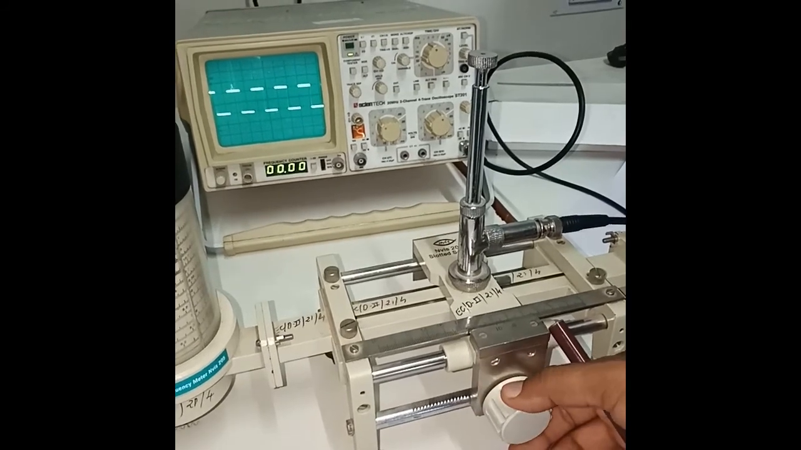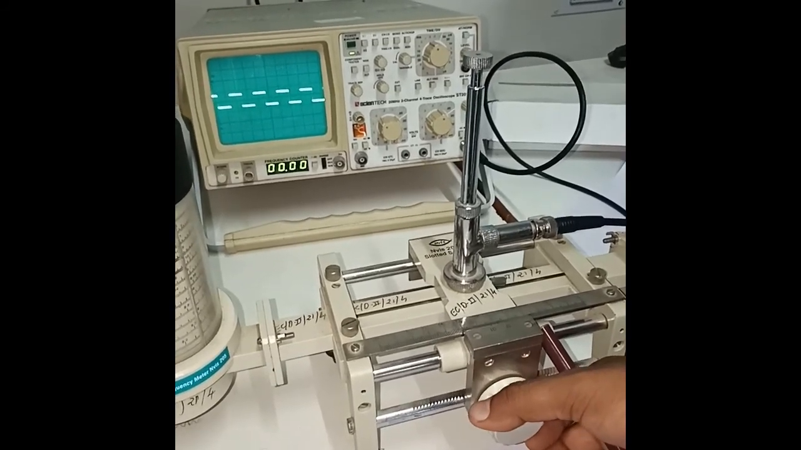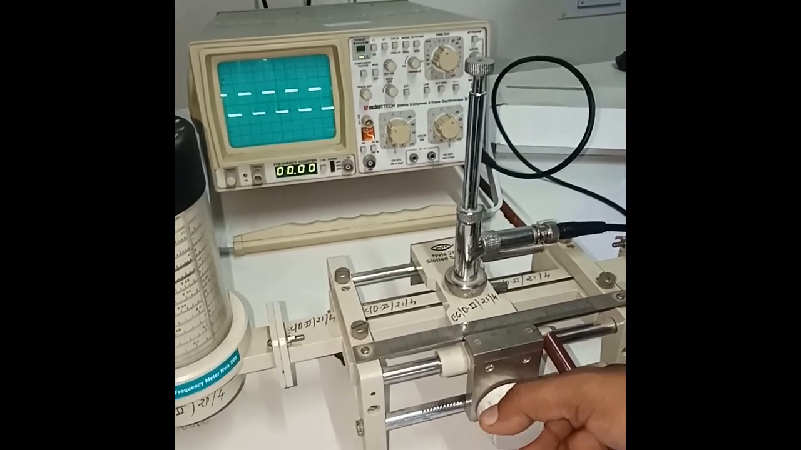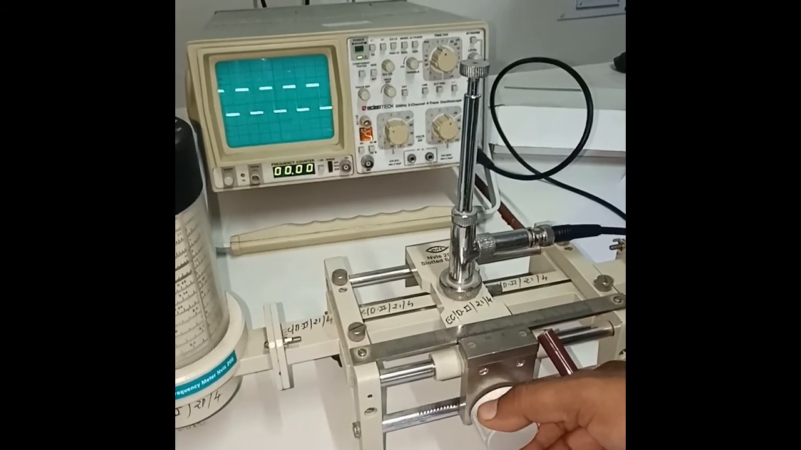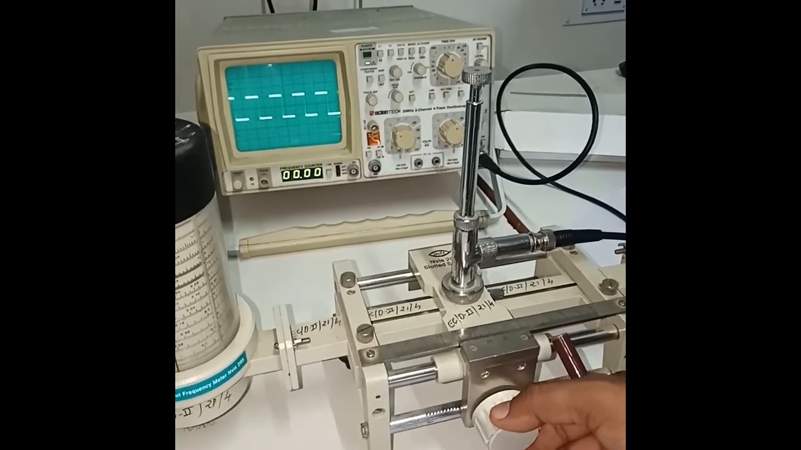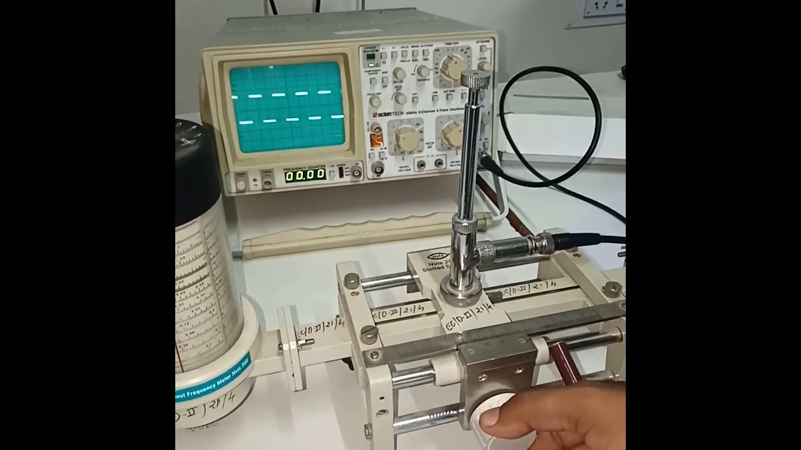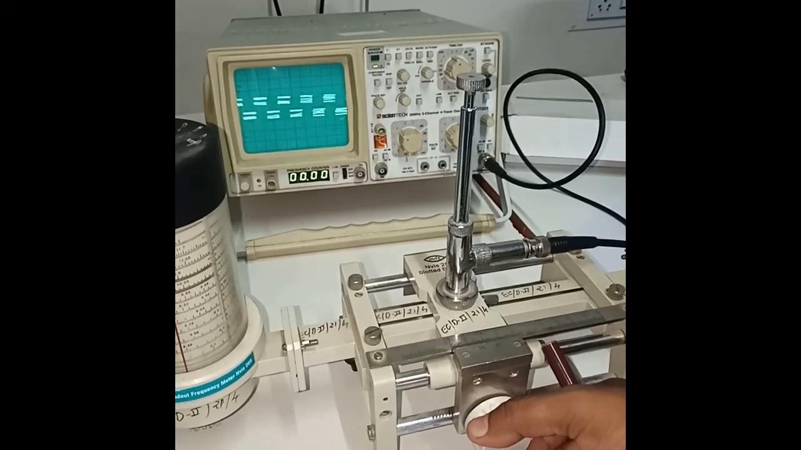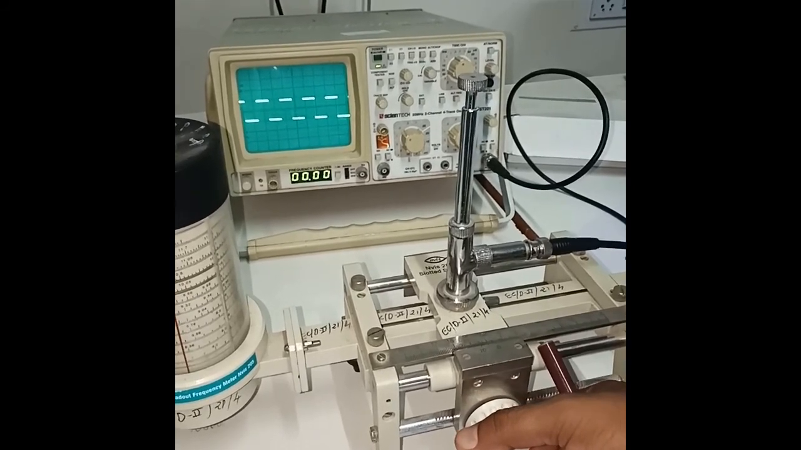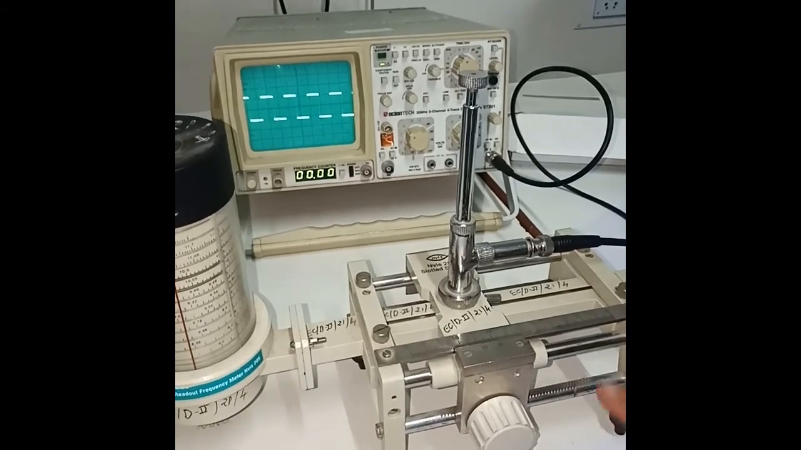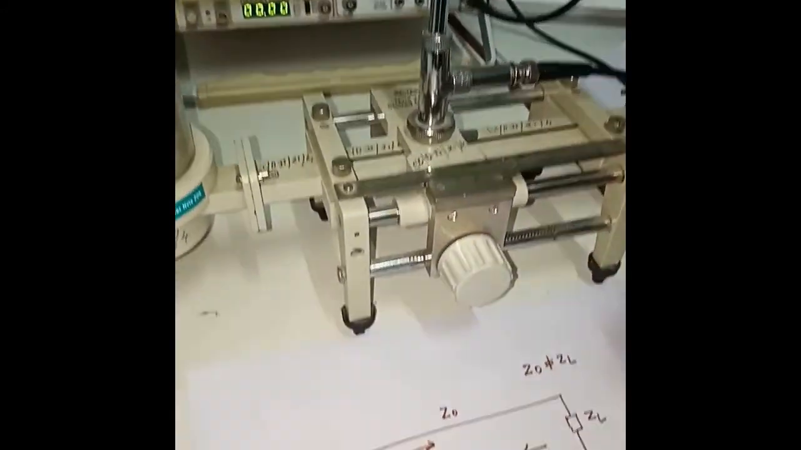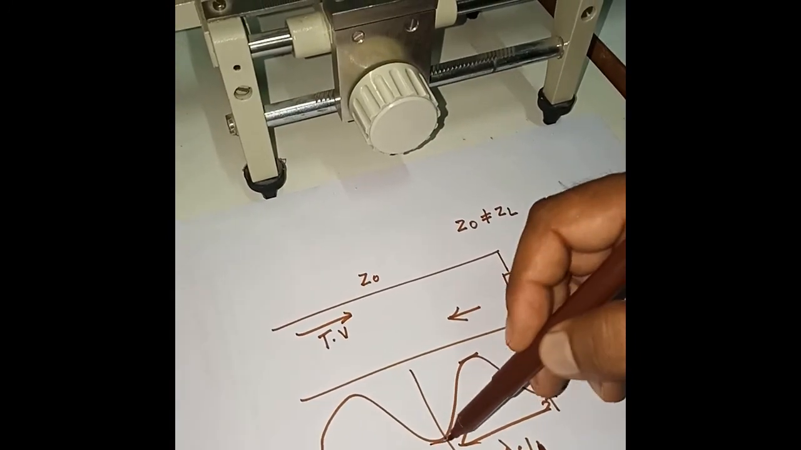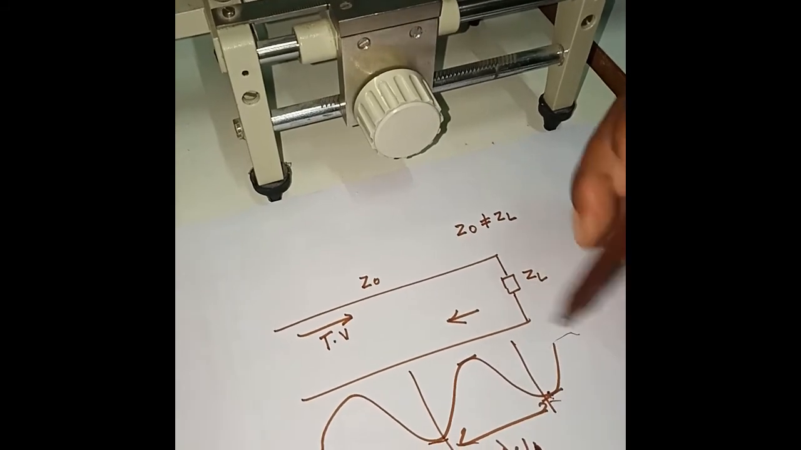At some location you can see now the amplitude is decreasing, and still I am moving this probe, the amplitude level is now increasing. It will increase and once again it will start decreasing if I move further. Now what we have to do is, we will take two positions where our amplitude is minimum. So these are the two locations.